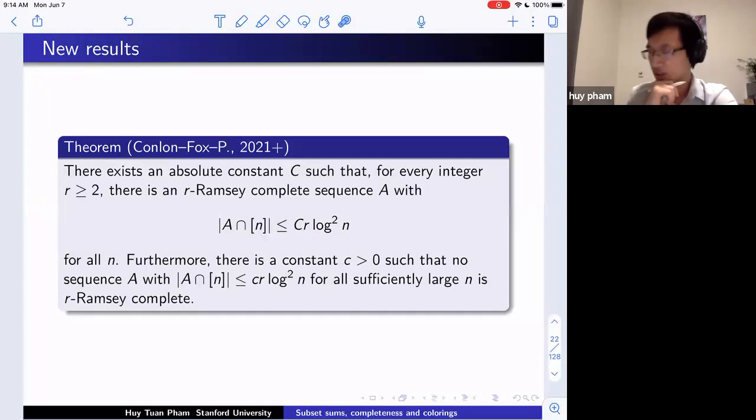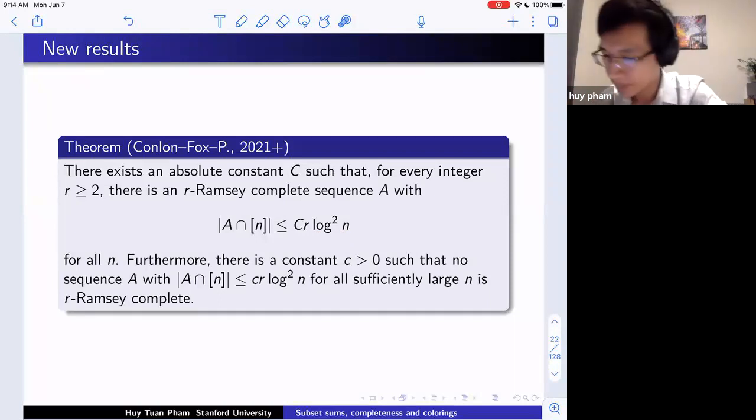But here we have to move to log n squared, and that's tight. So next I will give a sketch of proof of this and introduce our framework for studying subset sums, and that will also be connecting to the later results that I present in the talk.